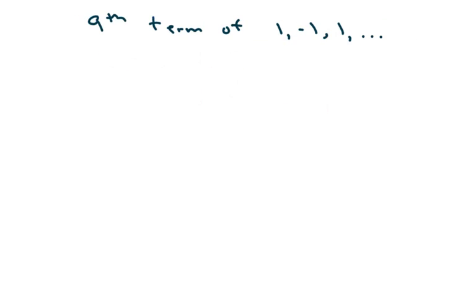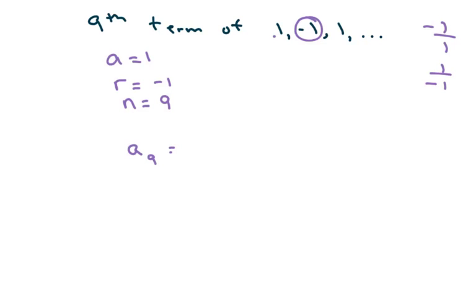All right, the next one, the 9th term of this alternating pattern. We know that our a is 1, our r is negative 1. You just divide these two, negative 1 over 1, or you could have done 1 over negative 1. And your number of terms is 9. So a sub 9 equals 1 times negative 1 to the 9 minus 1, which is negative 1 to the 8th, which equals 1.